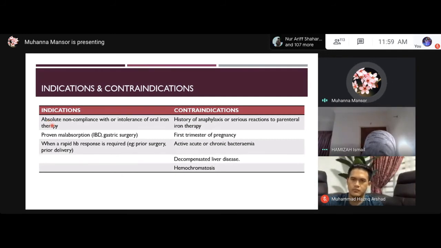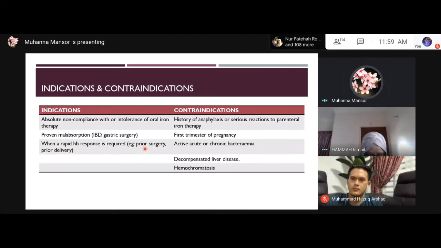And then if there is any proven malabsorption, in the case of patient having underlying inflammatory bowel disease, or patient who already had any gastric surgery such as bariatric surgery, and then if we need a rapid HB response, for example prior to surgery, usually pre-gynae, or any time we need to achieve the target hemoglobin before we attempt to deliver the baby.